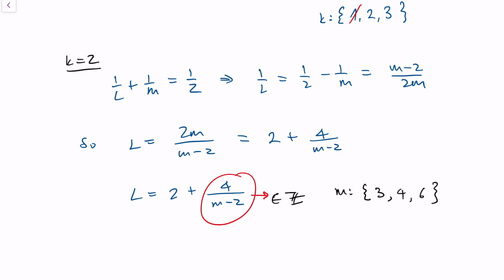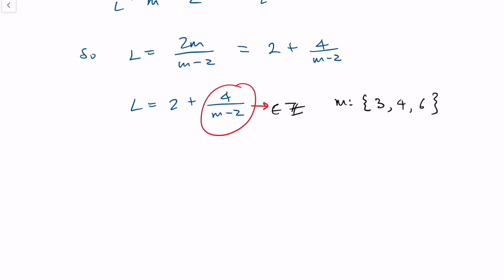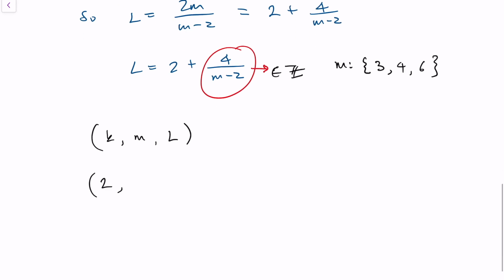Now, using these values, we could work out what l is, right? So k is 2, and when m is 3, we're going to have l equal to 6, isn't it?